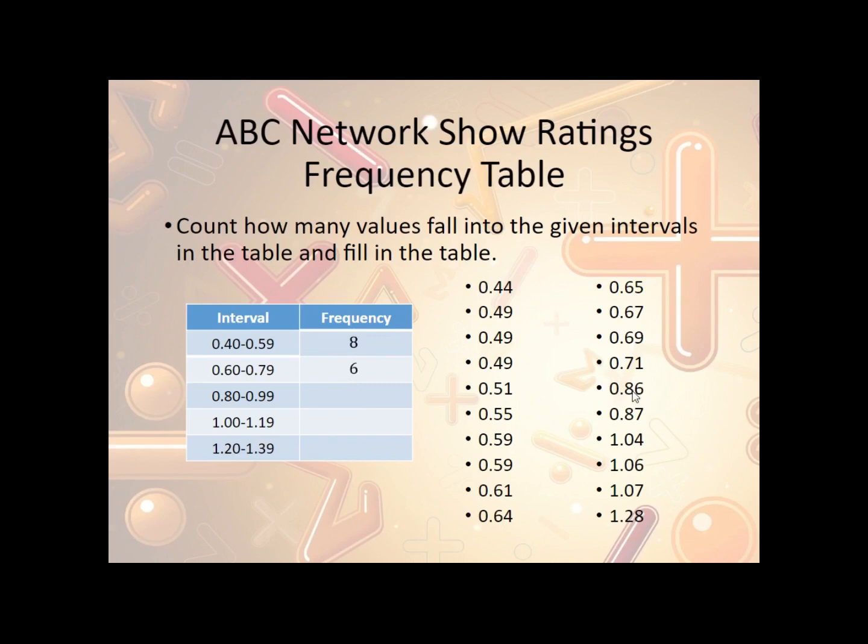Then here we have from 0.8 to 0.99, we have 1, 2. Then we have from 1 to 1.19, we have 1, 2, 3. And then from 1.2 to 1.39, we have 1. So this is how you would create a frequency table.